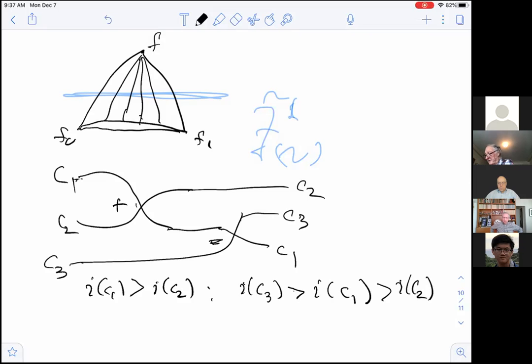So the indices of the critical points are ordered that way: C3 is less than C2, is less than C1. In particular, the index of C3 is greater than the index of C2. That means there exists a descending path from C2 that crosses C3. Okay, so I'm going to extend this diagram. And this is a minus crossing. So already we were in F nu here. So we started and ended in F nu. And I have a minus crossing here.